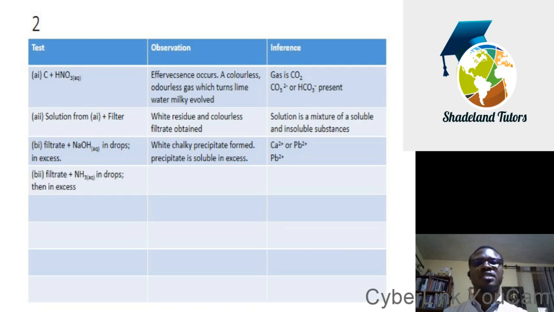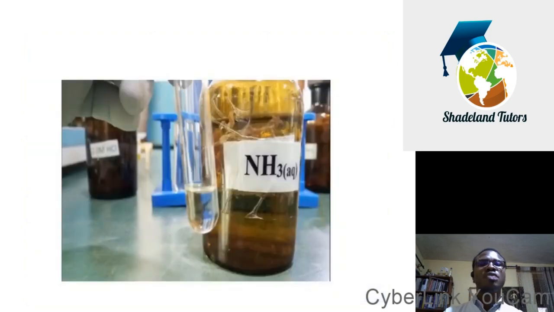Now we go over to the next test. To another sample of the filtrate, you will add aqueous ammonia, first in drops and then in excess. You must be very careful with this. Drops means just a few drops, just a little per time, then you observe real quick. All right, so when we do this, this is our aqueous ammonia with the test sample, which is a colorless solution at first.